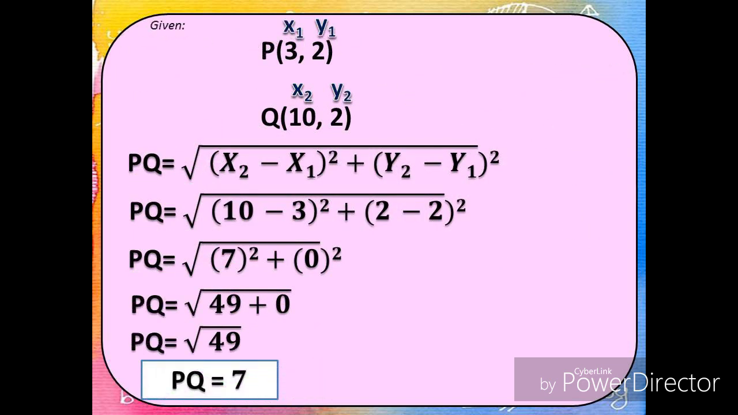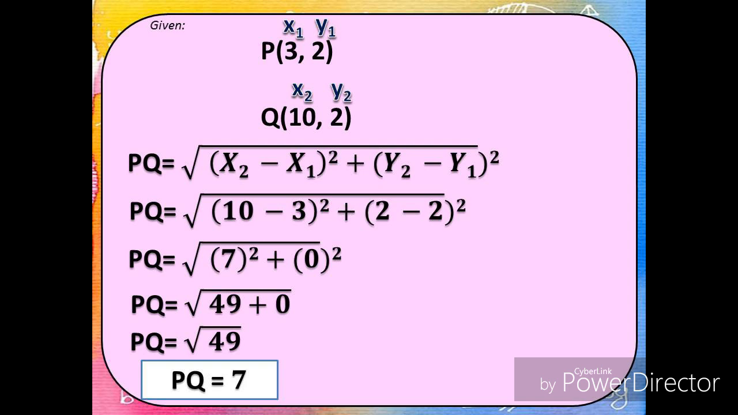Okay, we're going to substitute the values of x sub 1, y sub 1, x sub 2, and y sub 2 into the distance formula. Then PQ is equal to the square root of the quantity of x sub 2, which is 10, minus x sub 1, which is 3, squared, plus y sub 2, which is 2, minus y sub 1, which is 2, squared. Then we have the square root of the quantity 10 minus 3 squared plus the quantity 2 minus 2 squared. Then 10 minus 3 is 7, then 2 minus 2 is 0.